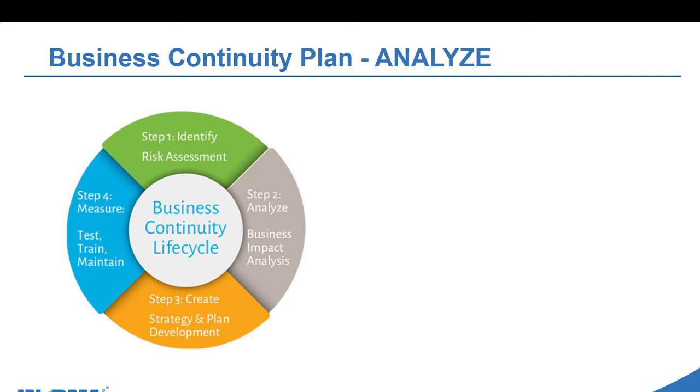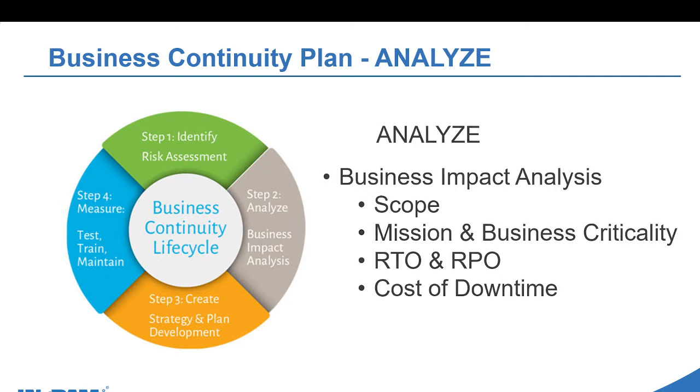The second step is analyze, and it's during this step that we perform a business impact analysis, where we determine which business processes would hurt the company the most to lose for various periods of time. It evaluates them based on a combination of mission criticality and time sensitivity. The business impact analysis, or BIA, helps identify which processes most need to be protected. It provides a rational basis on which to allocate an organization's business continuity management resources.